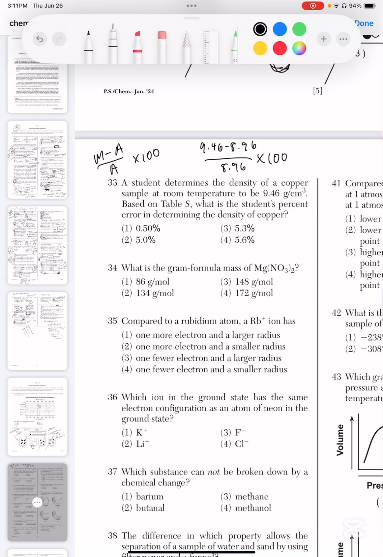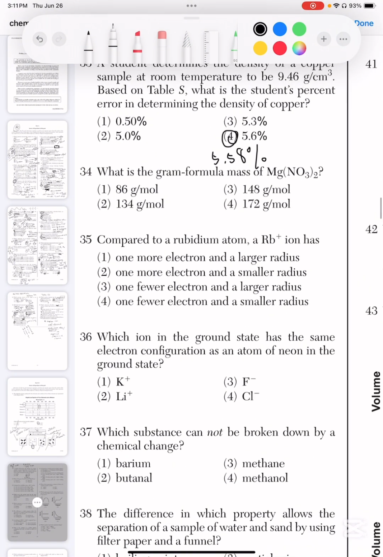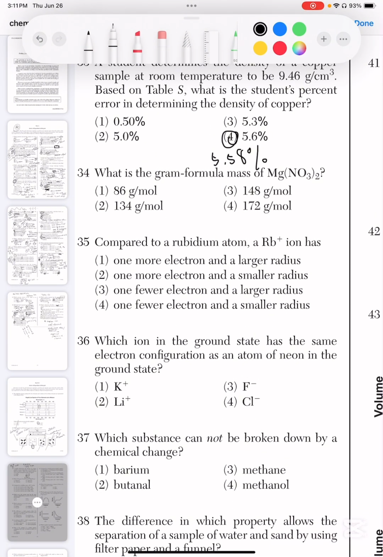I got 5.58, closest to 5.6. Then the gram formula mass of Mg(NO3)2: since we have this, we know we have 2 NO3s, 2 nitrates.